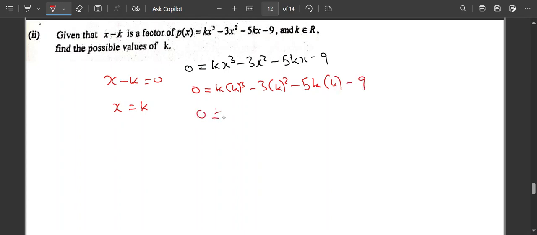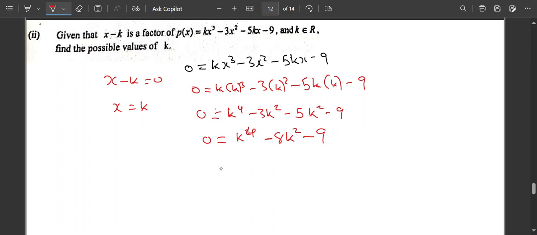Okay, 0 is equal to, I'll say this is k to the power 4 minus 3k to the power 2, then minus 5k squared minus 9. So this is 0 is equal to k to the power 4, then here it's minus 8k to the power 2 minus 9.